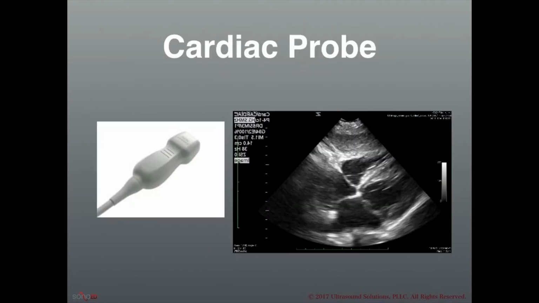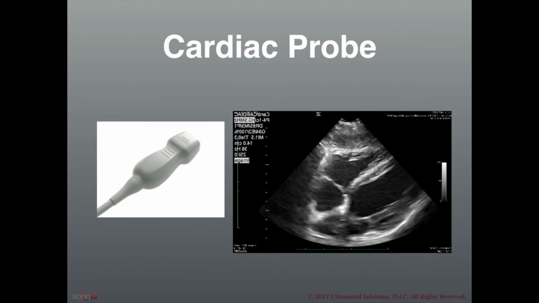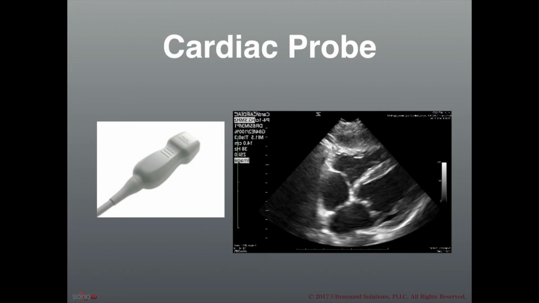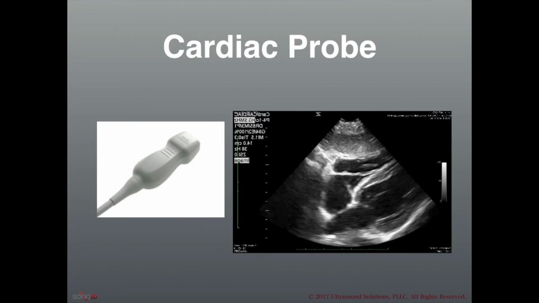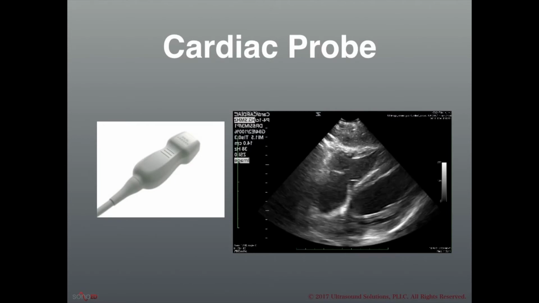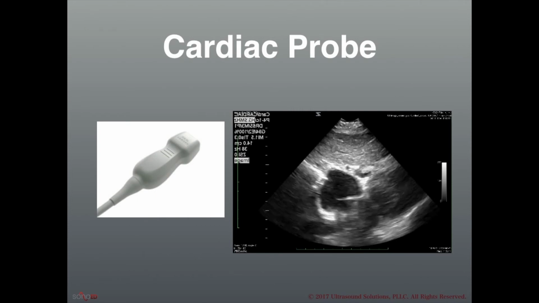Here's a view of the cardiac probe. This is also called a phased array probe because of how it sends out the ultrasound waves. And you'll see here just a standard subxiphoid cardiac view. This view is optimized because there is some liver in between the probe and the heart, and so that gives us a great acoustic window to get the image from.